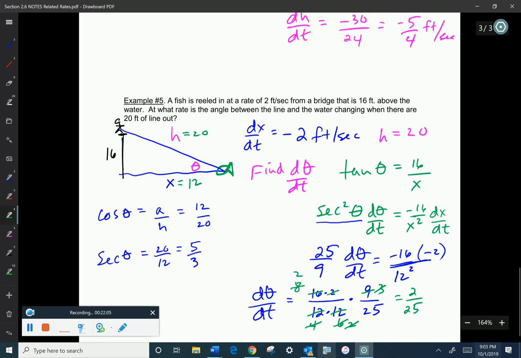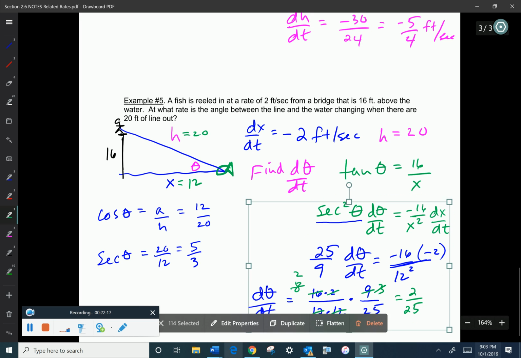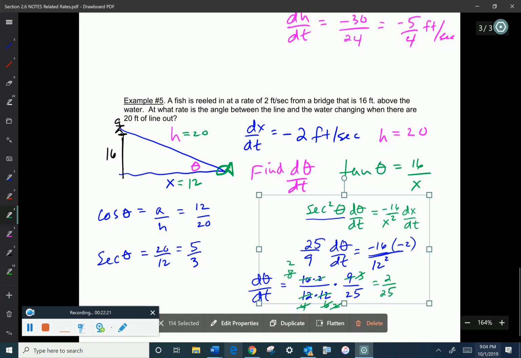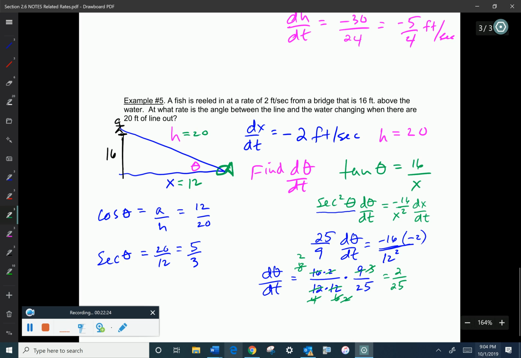So there's my answer. But let's talk about units. In trig, we always use radians. In calculus, we always use radians as opposed to degrees. So for theta, it's going to be radians per second. There it is.